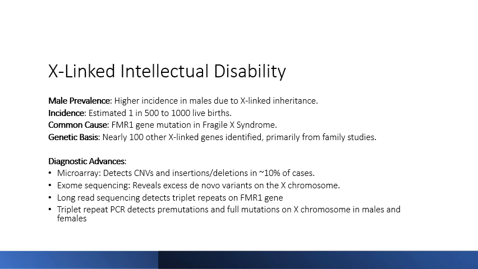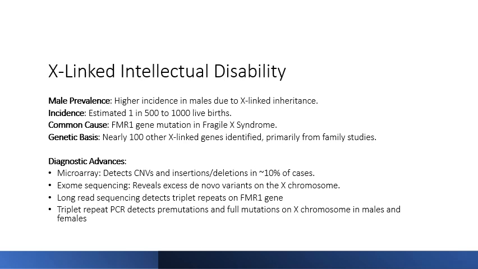As I mentioned, there is a male prevalence of X-linked intellectual disabilities and disorders, and they are more common in males due to their single X chromosome. The estimated incidence ranges between 1 in 500 to 1 in 1,000 live births. The most common cause found to date is Fragile X syndrome, which is caused by mutations in the FMR1 gene, and this remains the most common identifiable cause in males. Beyond this, there are nearly 100 other X-linked genes which have been implicated, largely through family studies.